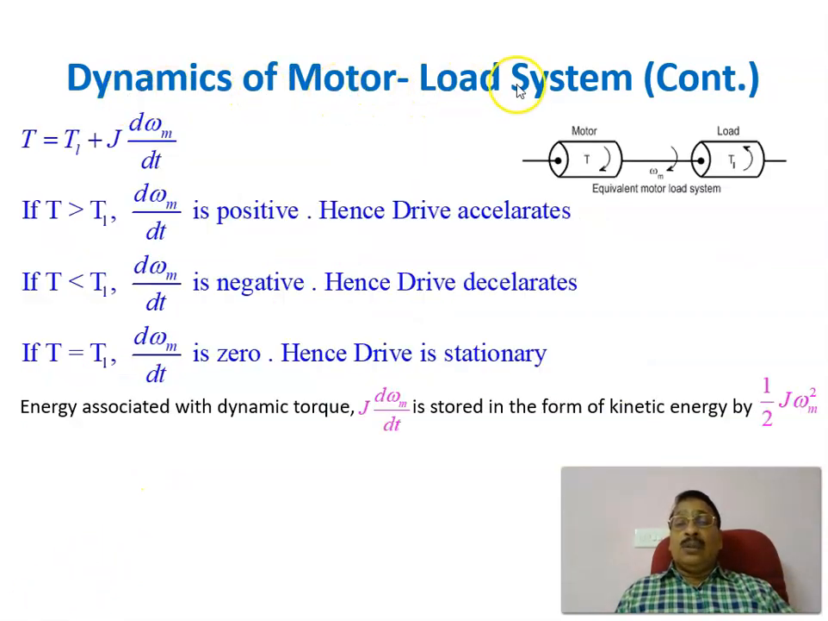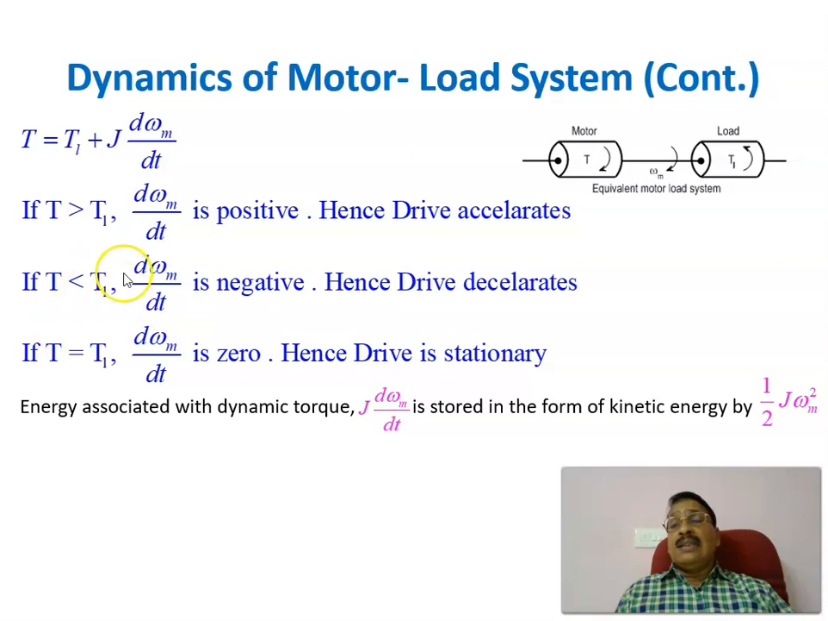Continuing the dynamics of motor load system, T, the electromagnetic torque developed by the motor, equals the load torque TL plus J into d omega m by dt. Now, if the electromagnetic torque produced by the motor is more than the torque demanded by the load, then as per this equation, if T is more than TL, d omega m by dt will become positive, indicating that the drive is accelerating. Hence, if T is more than TL, the drive accelerates.